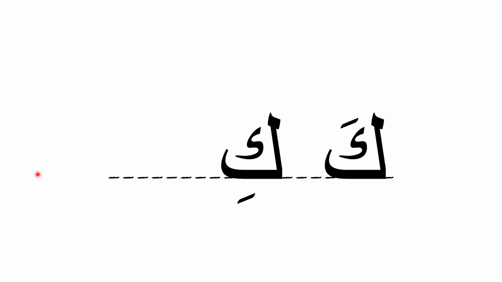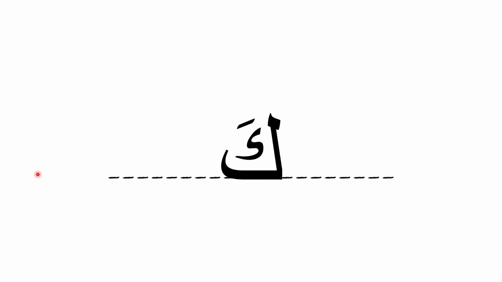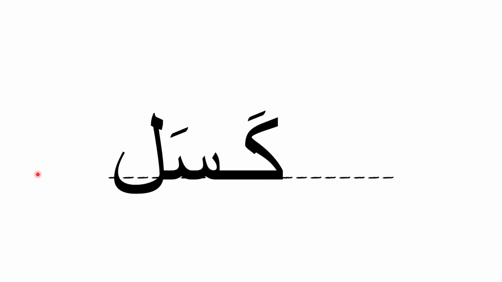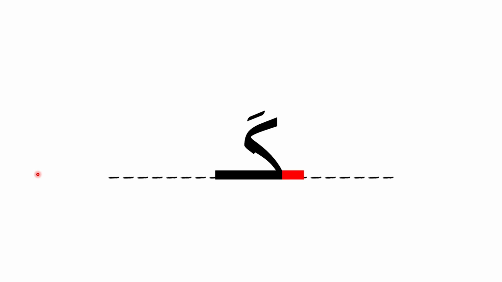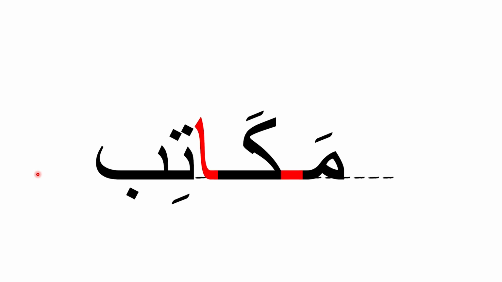With a kasra it becomes ki, and with a dhamma it's ku. Now, if ka is at the beginning of the word, it looks like this, as in this example. If ka is connected to both sides, it would still look like this, only with an arm to the other side, as in this word.